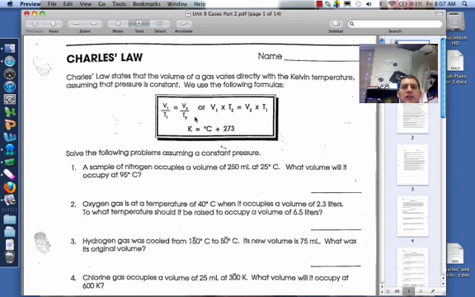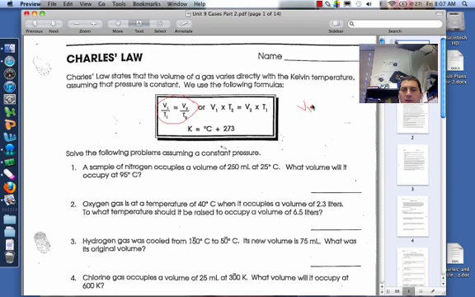So Charles' law says that the volume of a gas directly varies with its Kelvin temperature, assuming that pressure is constant. So you can't really determine whether it's going to go higher or lower because it varies directly. Sometimes it'll increase, sometimes it'll decrease. So let's do a few of these example problems. I like this form of the formula better because most people know how to cross multiply and divide.